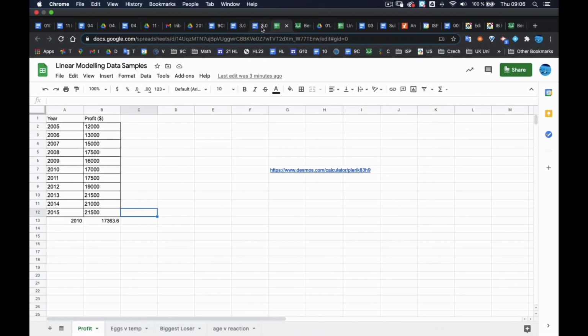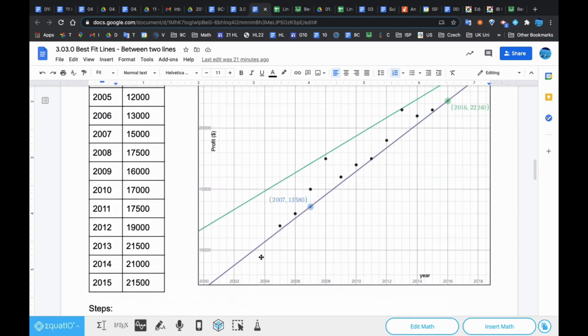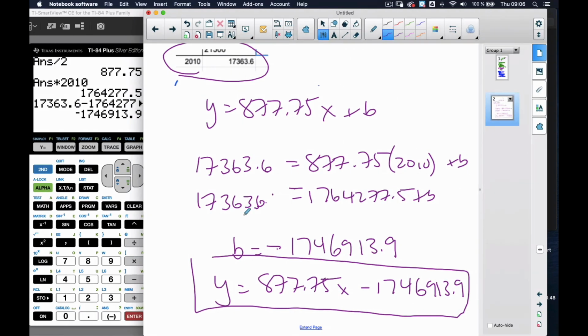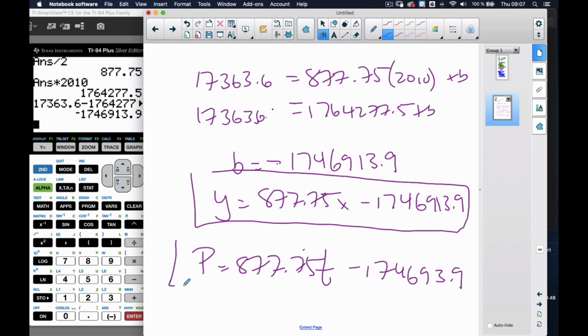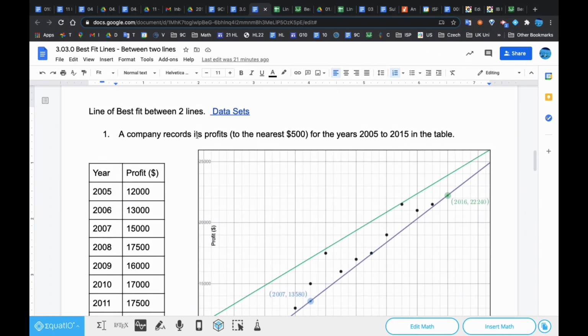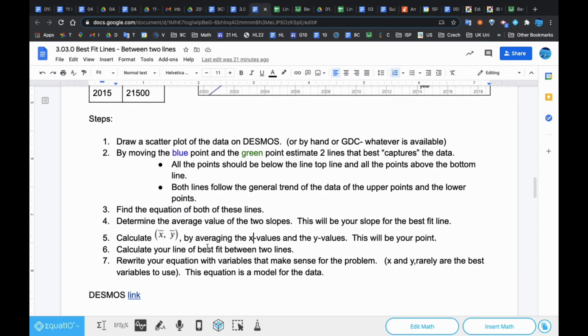And let's see what the steps say. We've calculated line of best fit, and we're going to rewrite variables that make more sense. I know that this is time and profit. So then I'm going to come here, as opposed to calling it x's and y's, I know that profit is equal to 877.75 time minus 1746913.9. So here is my line of best fit using this method of fit between two lines. And so there is yet another method to find the model of the data.